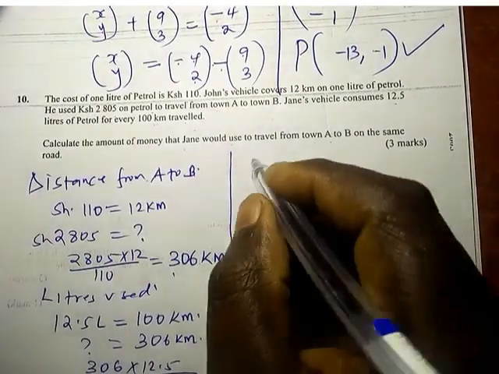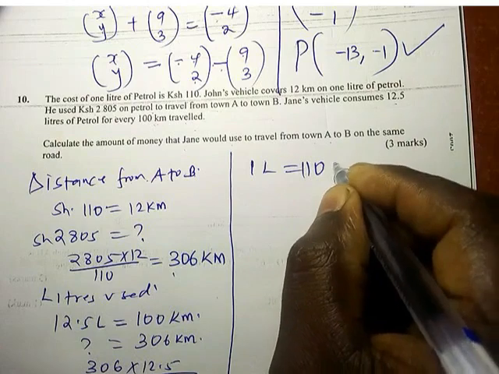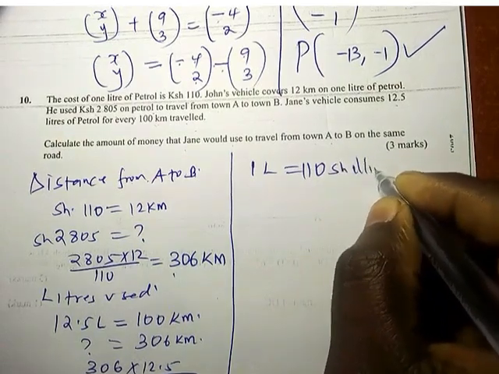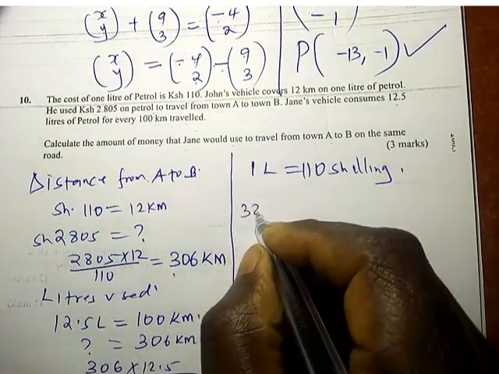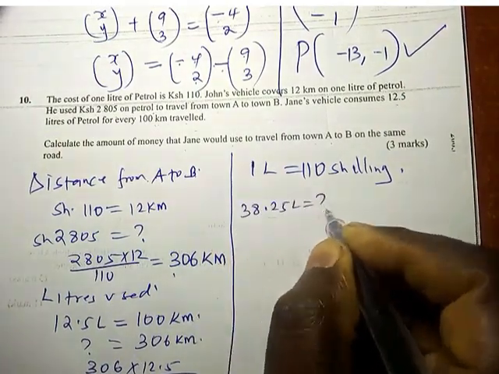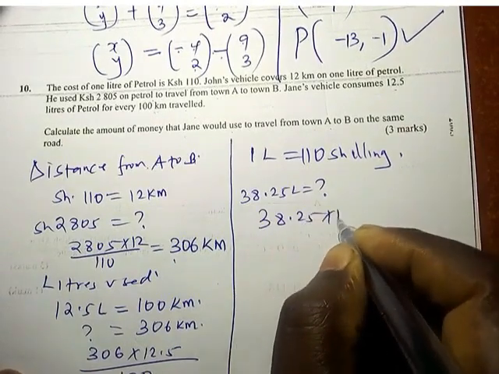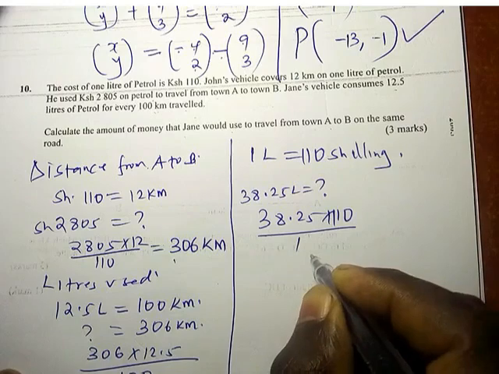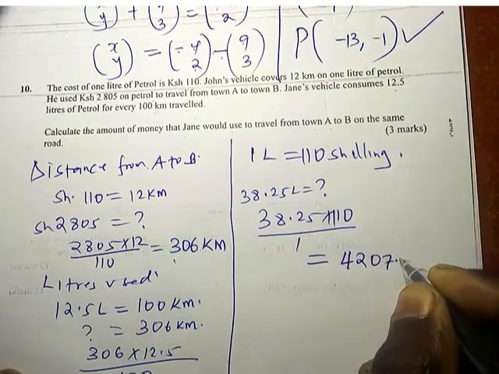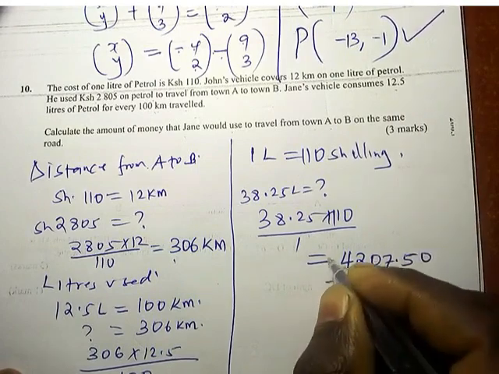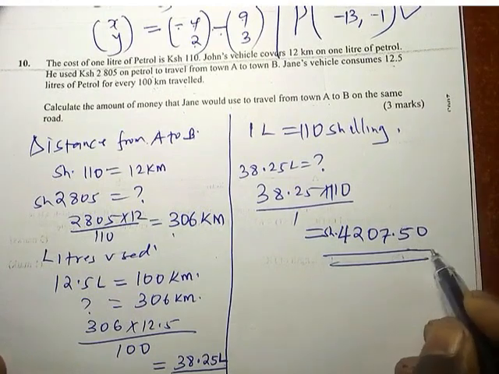But we know that 1 liter is equal to 110 shillings. Okay? So we ask, 38.25 liters will be how many Kenya shillings? So it is 38.25 times 110 divided by 1, and that gives us Kenya shillings 4207.50. So she will use Kenya shillings 4207.50 to finish her journey.